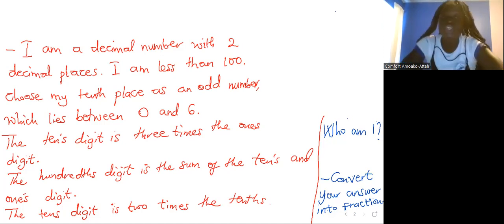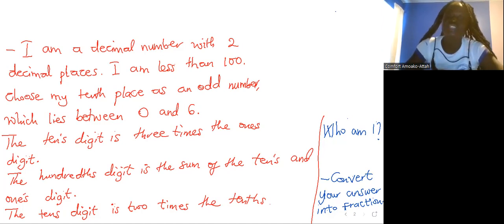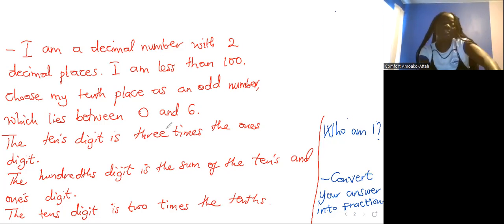First, choose my tenths place as an odd number which lies between 0 and 6. The tens digit is 3 times the ones digit. The hundreds digit is the sum of the tens and the ones digit. The tens digit is 2 times the tenths digit. I believe some of you are getting it already. Great. So now provide your answer in the comment section, or stay with me. At the end of the class, I'll give you the final answer.